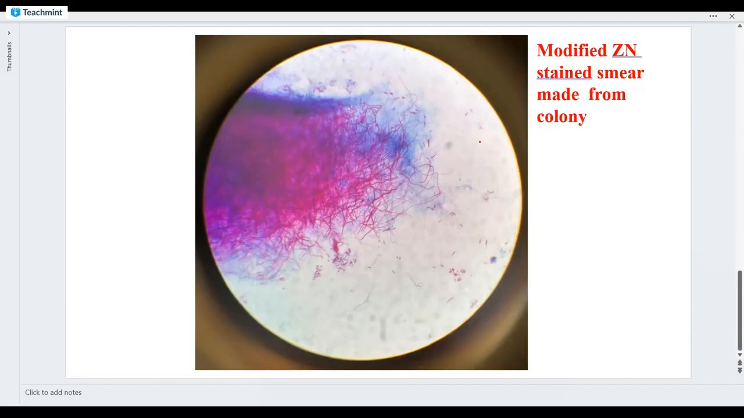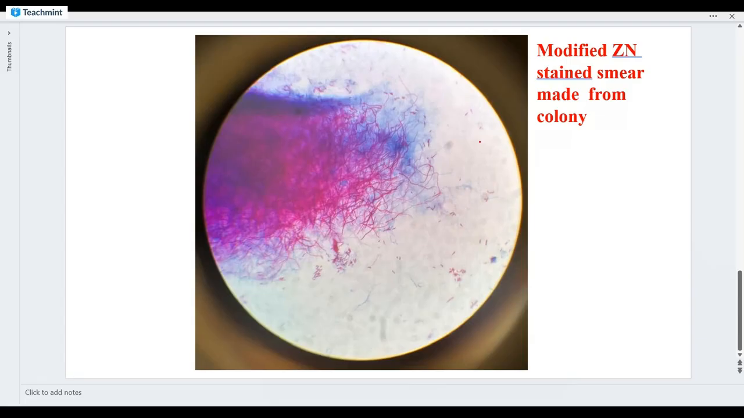Now move to the third slide. This filamentous structure is very prominent over here, and this slide is made from the colony. The smear is made directly from the colony with normal saline, which I have already shown you, and it is subjected to modified Ziehl-Neelsen staining.